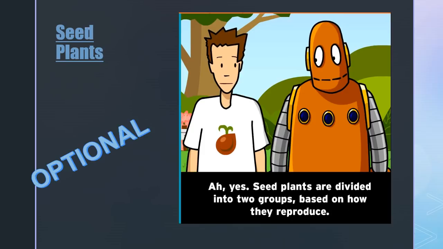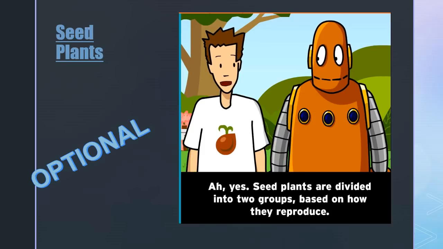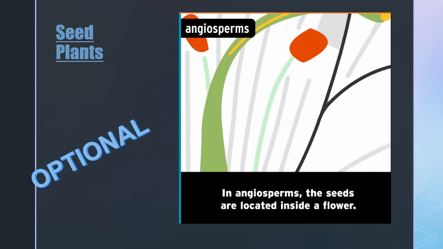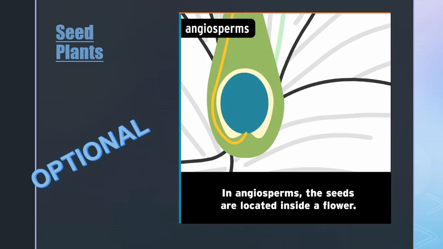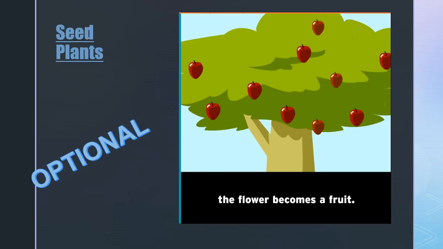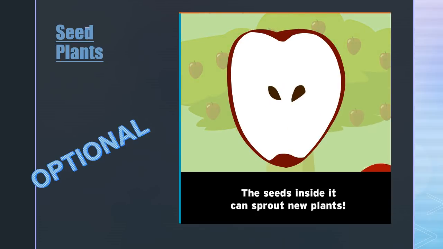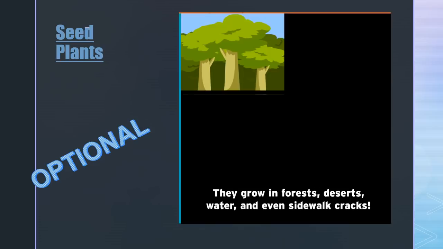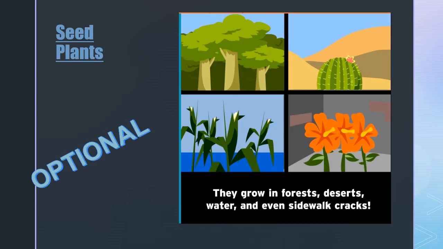Yes, seed plants are divided into two groups based on how they reproduce. In angiosperms, the seeds are located inside a flower. After the seeds are pollinated, the flower becomes a fruit. The seeds inside it can sprout new plants. Most plants on Earth are angiosperms. They grow in forests, deserts, water, and even sidewalk cracks.